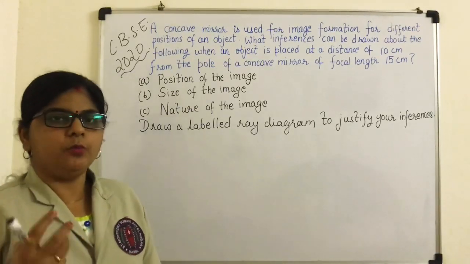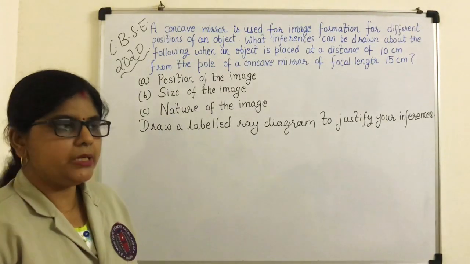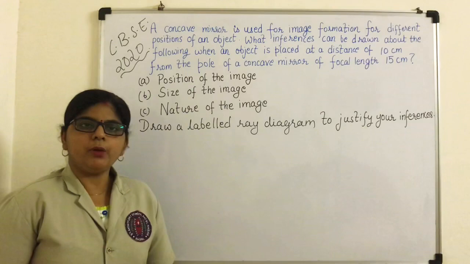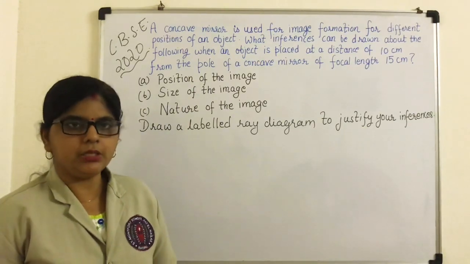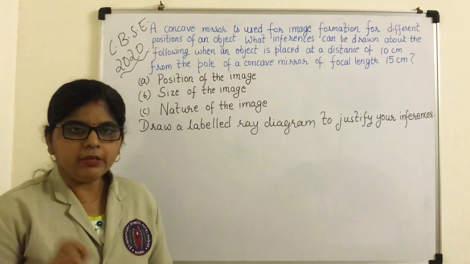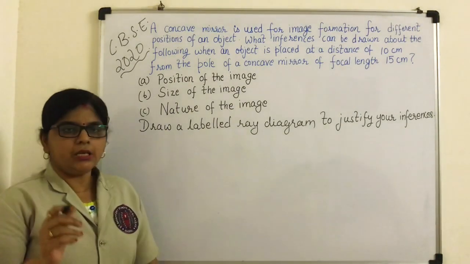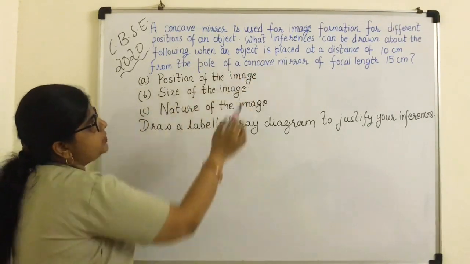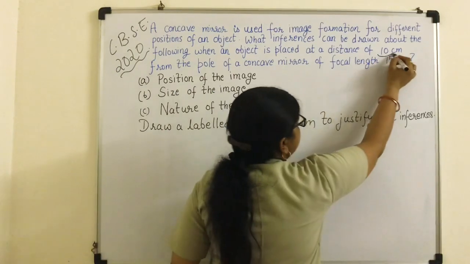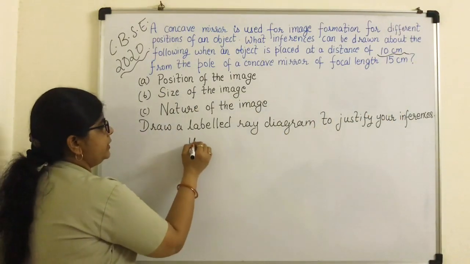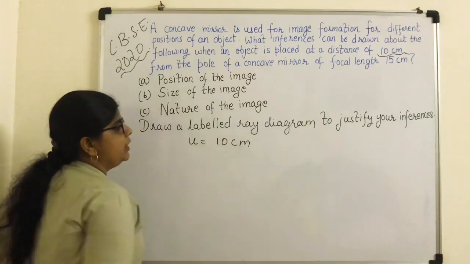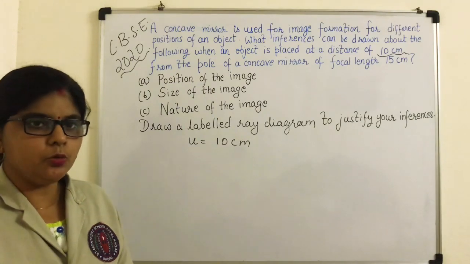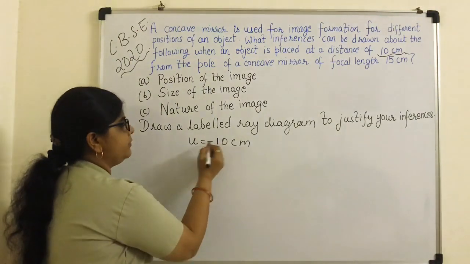So dear children, with whatever we have seen just now, based on that, let's start solving this problem step by step. Whenever a numerical problem is given to you, first what you are supposed to write is the given part. What is given in this problem is, when an object is placed at a distance of 10 centimeter. So u is 10 centimeter, right? Now what about the sign? According to the sign convention, u is always negative, right?